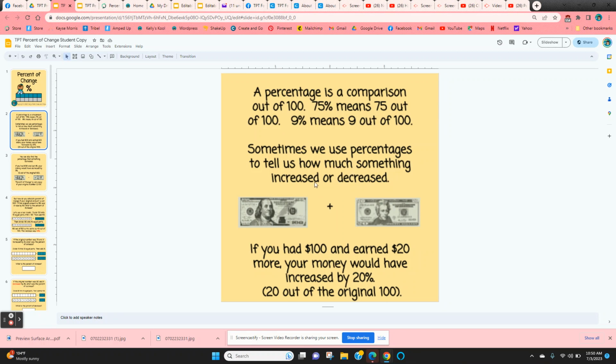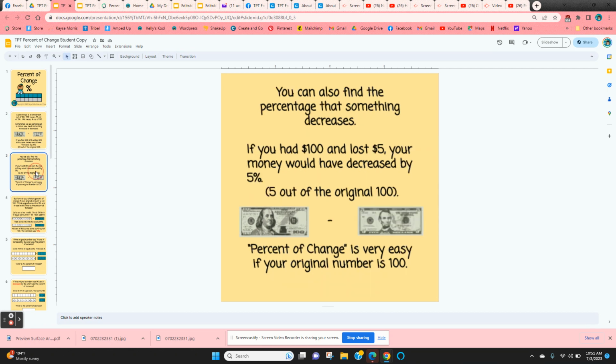So sometimes we use percentages to tell us how much something increased or decreased. So for example, if you had $100 and you earned $20 more, then your money would have been increased by 20%. 20 out of 100. Now, you can also find the percentage of something that decreases. So if you had $100 and you lost 5, your money would have decreased by 5%, 5 out of the original 100.